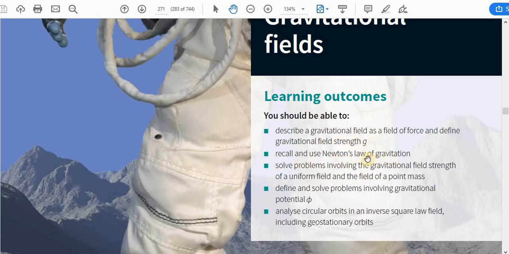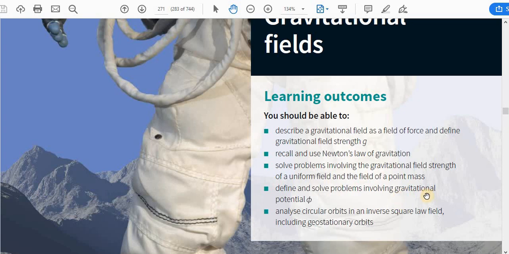Recall and use Newton's law of gravitation. This is not one of Newton's three laws of motion, it's another law which is called Newton's law of gravitation. There is an equation for this. Solve problems involving the gravitational field strength of a uniform field and the field of a point mass. We will see what the gravitational field of a uniform field looks like and what the field of a point mass looks like. So you have to be familiar with uniform field and radial field. We will see that afterwards.